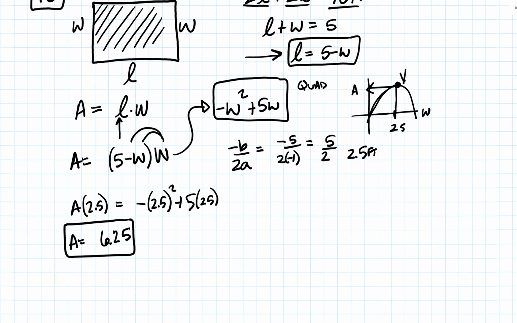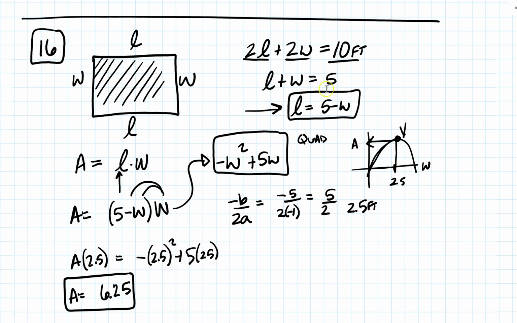So the area would be 6.25, and that's the maximum area that I could allow for a picture frame, as long as my width is 2.5, and I could find the length if I had to. But the area, that's the question I was asking, find the maximum area, would be 6.25, and it would be in feet squared. So let's get our units on there. Okay, that's item number 16.